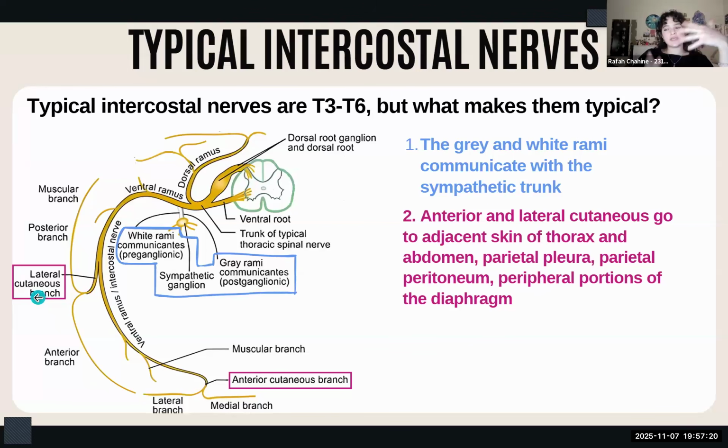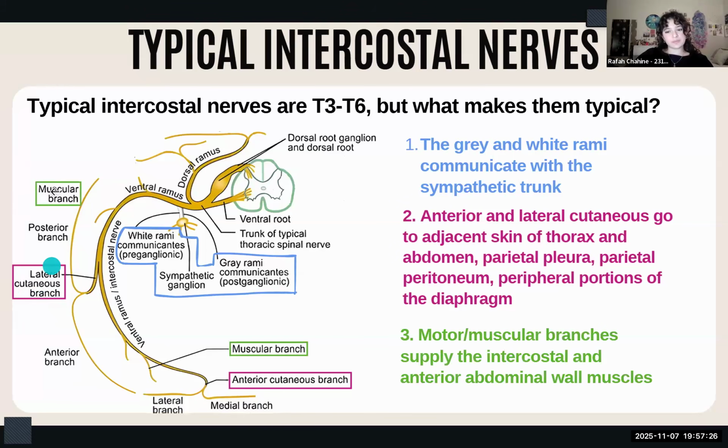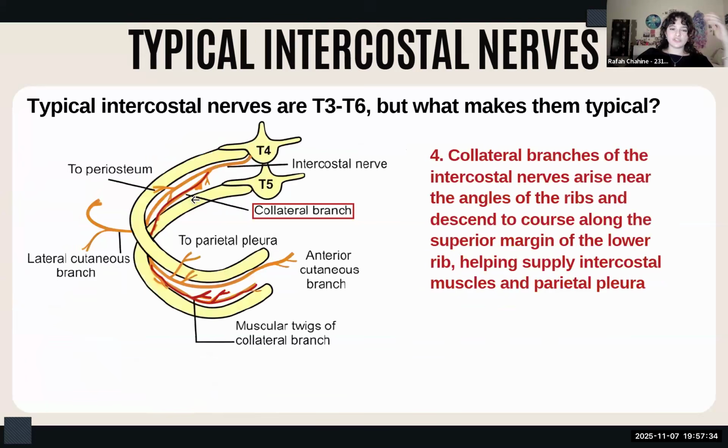Cutaneous, anything cutaneous, means skin. So they supply the skin, anterior and lateral branches. But then we have the muscular or the motor branches, which are going to supply the intercostal muscles and the anterior abdominal wall. And lastly, we're going to have collateral branches. Now, collateral branches, all they do is help out. So what are they going to do? They're going to help out with the supply of the intercostal muscles and the parietal pleura. Again, pleura is the covering of the lungs, and those are partially going to be supplied by these collateral branches. How do these collateral branches run?